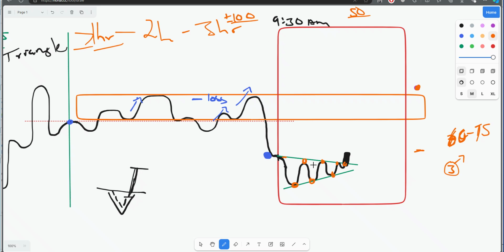Okay, but if the pattern is so small like this, you can target 50 pips. This is highly important, and I believe you understand.